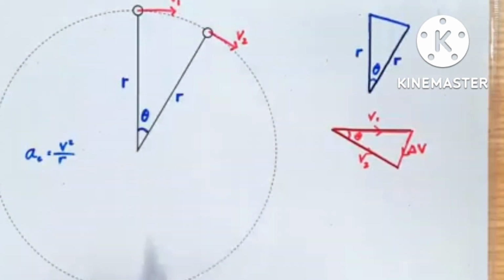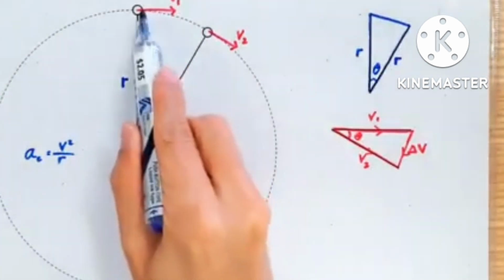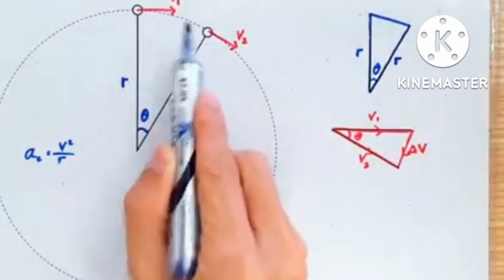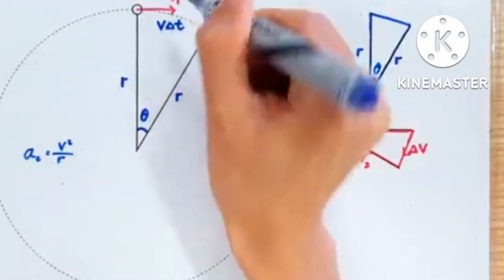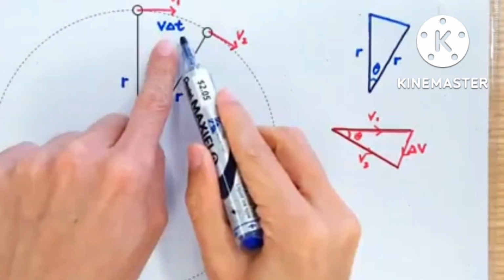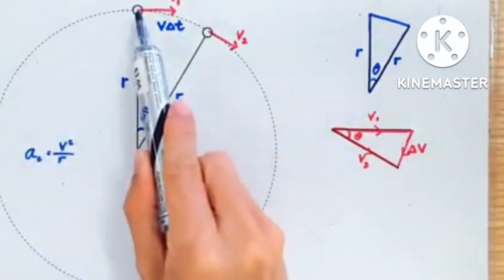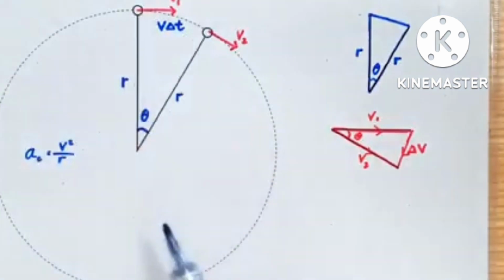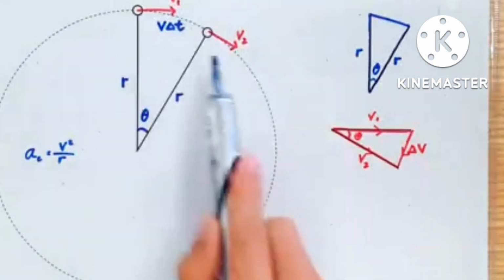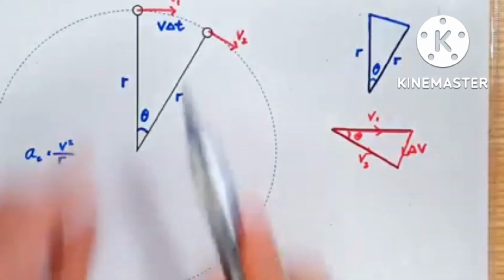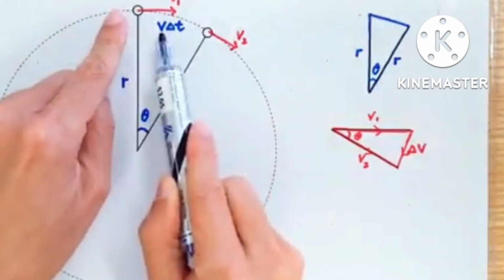Now look here. This arc length should be exactly equal to v delta t. Delta t is the amount of time taken for the object to go from here to here, and v is just the speed. No? v is the same as v1 and v2, because this object is going at a constant speed. So the arc length is v delta t.